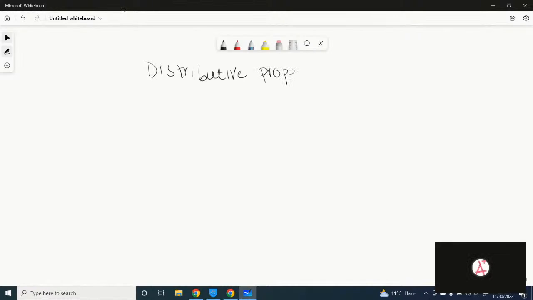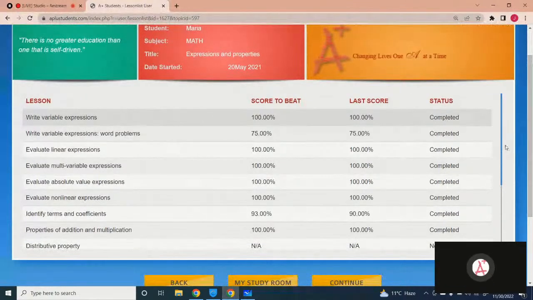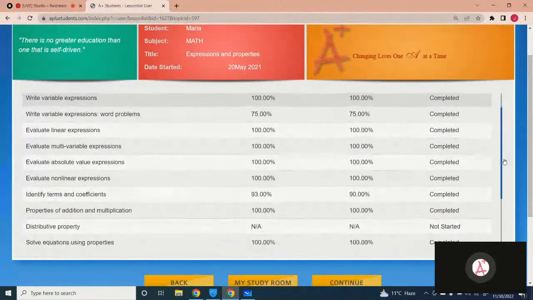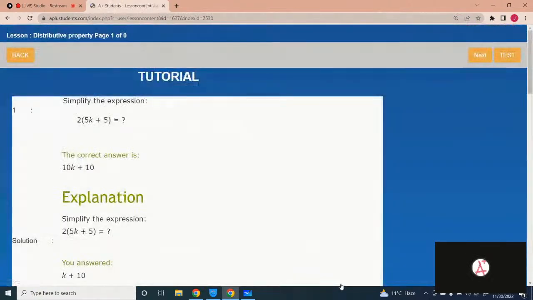The next lesson is distributive property. Let's start with the next lesson, that is distributive property. We are working on grade 7 math. Chapter name is expressions and properties, and the lesson name is distributive property.